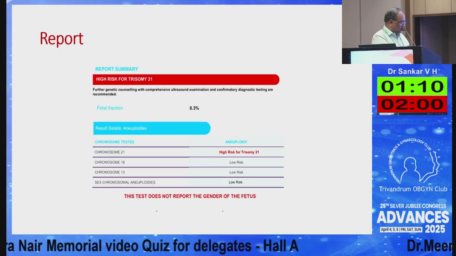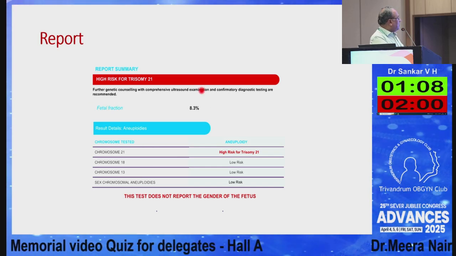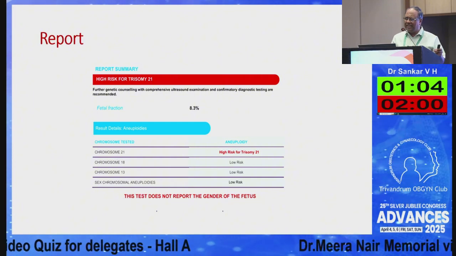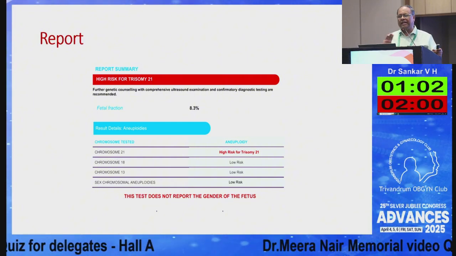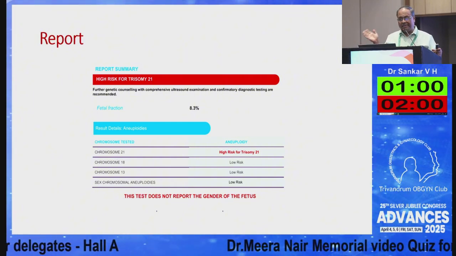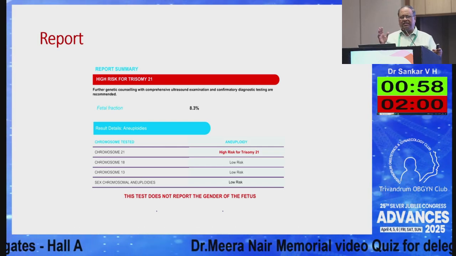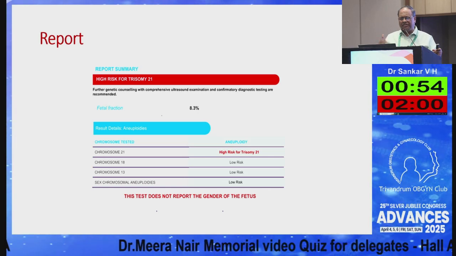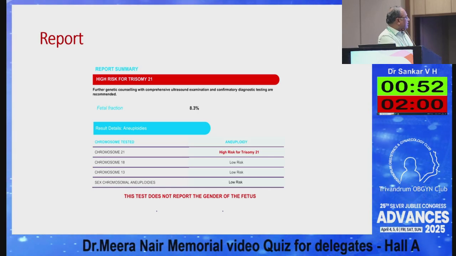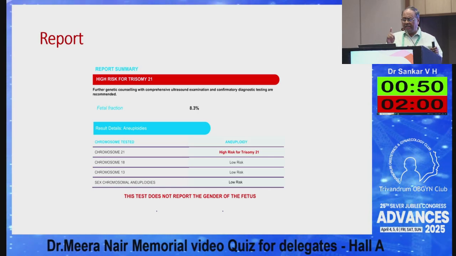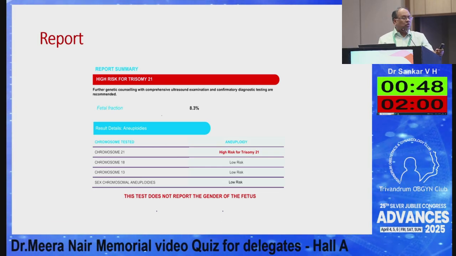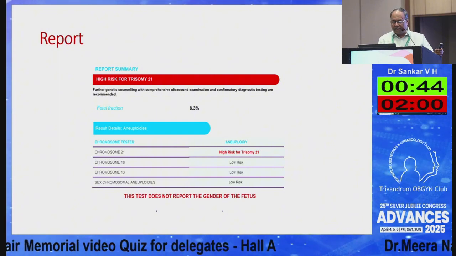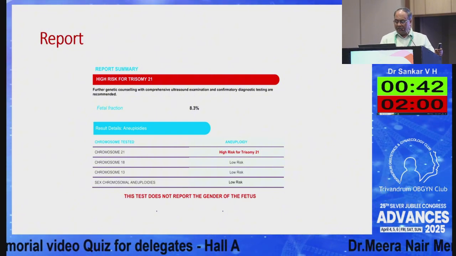With this test, always look for the fetal fraction. If the fetal fraction is less than 4%, they will not give the result. It is unacceptable; 10% is best. Most of the time at 12 or 13 weeks, around 8% to 9% will be the routine value. Here you can see that it is high risk for trisomy 21. They will give only high risk or low risk. It is not positive or negative, or affected or not affected. It is high risk, followed by testing.